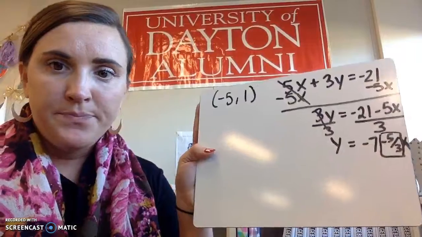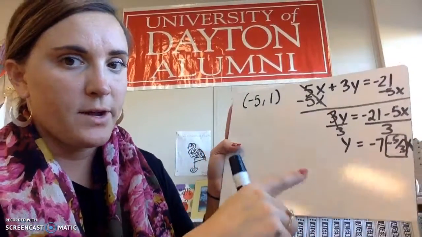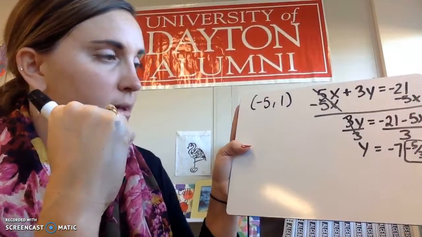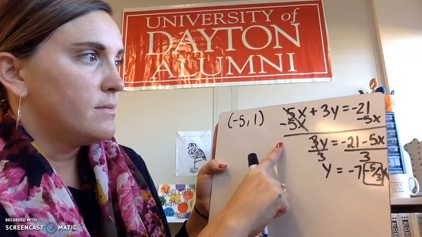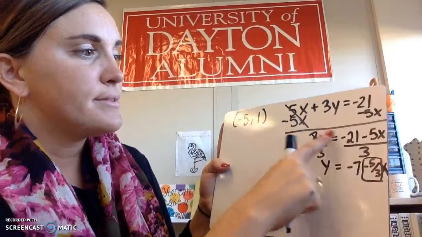Okay, I think I'm good. Correct me if you guys noticed something else different. I think I should have divided by that positive 3. Second guessing myself now. Minus 5x, negative 7, negative.